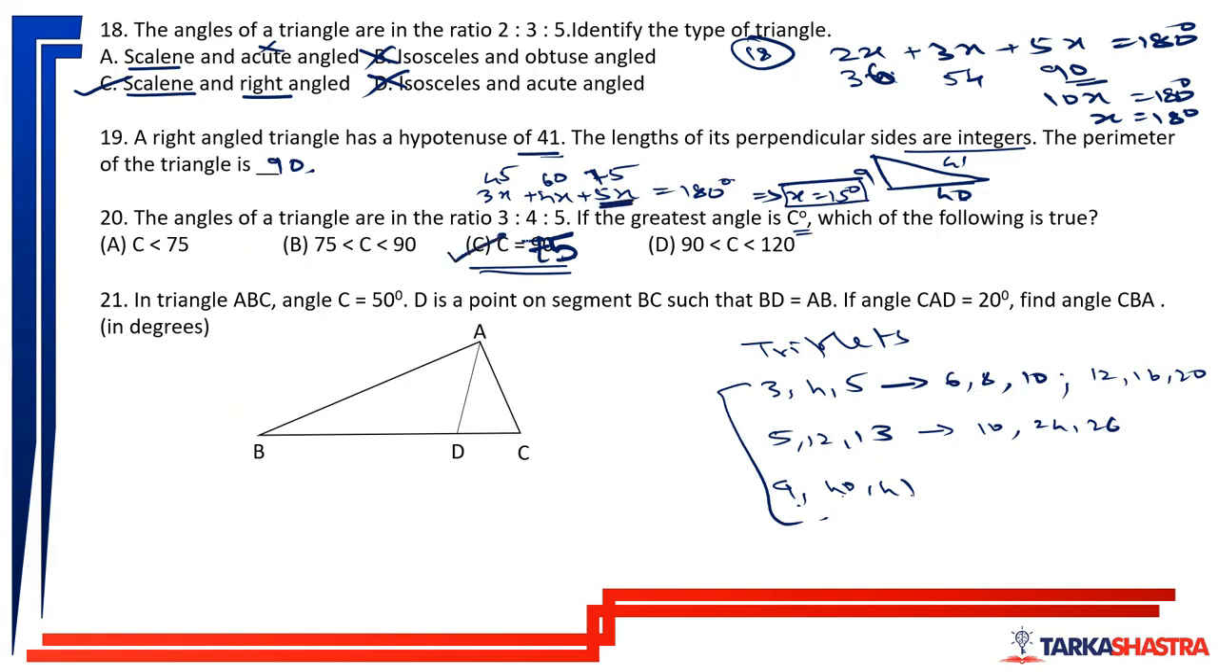This is true. C is equal to 75 degrees. And this is true. Very easy. Moving forward, in the triangle ABC, angle C is 50 degrees.